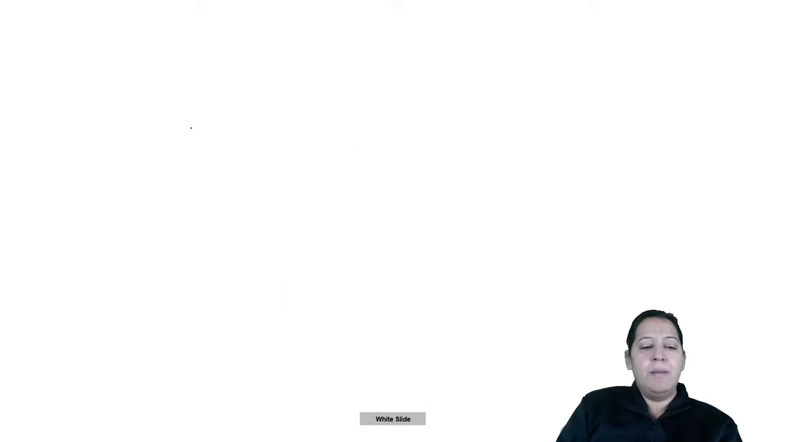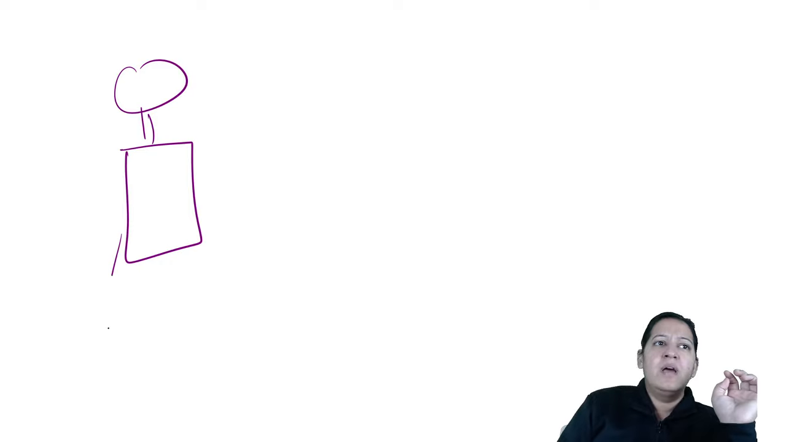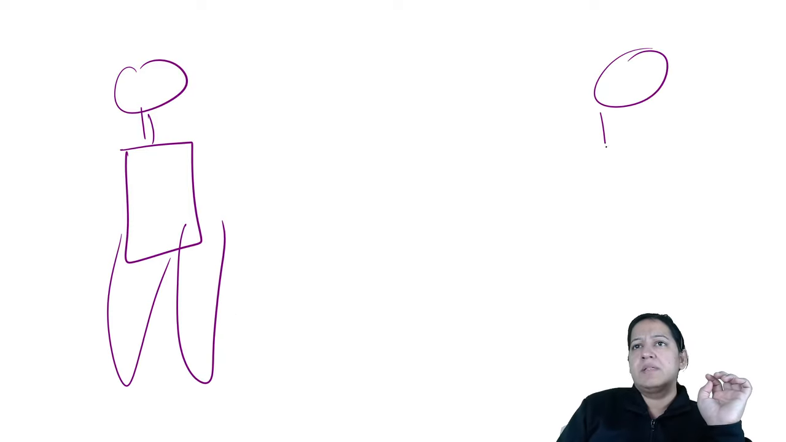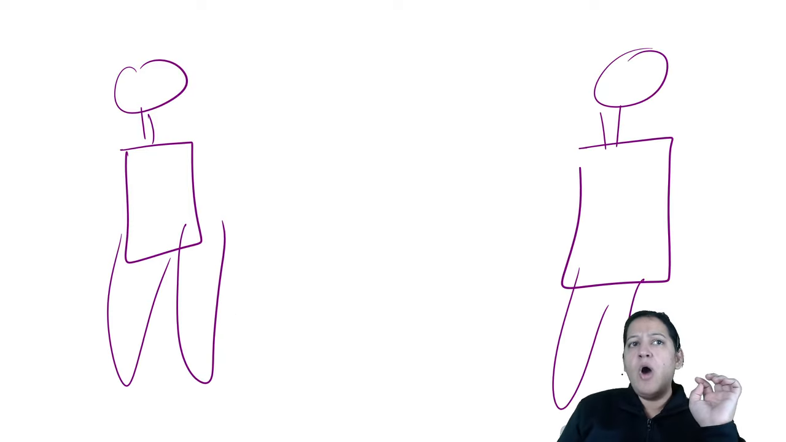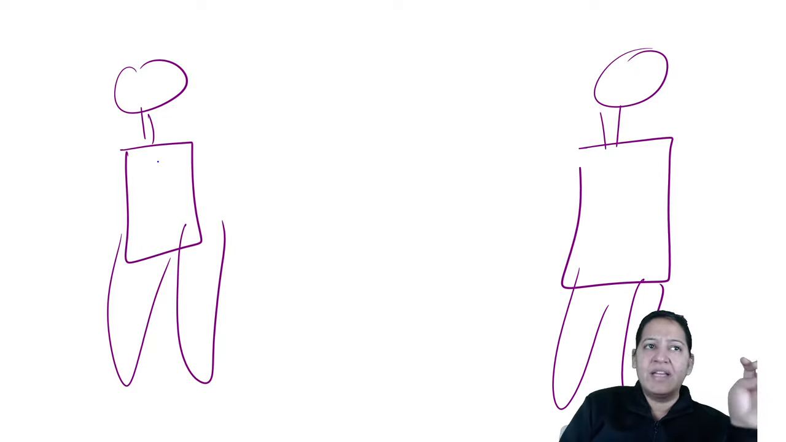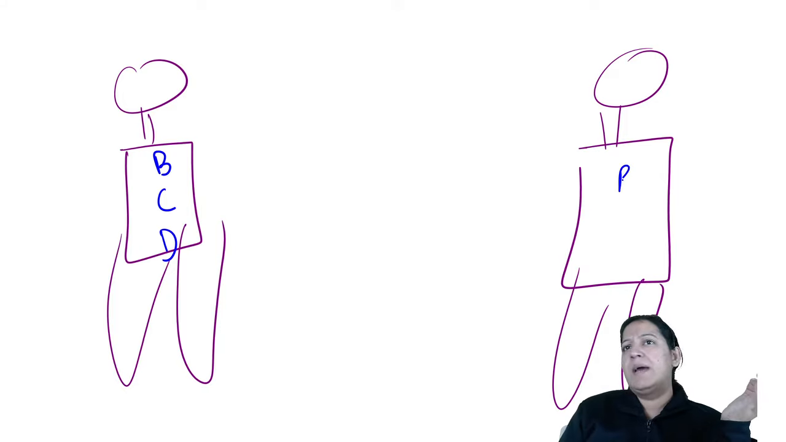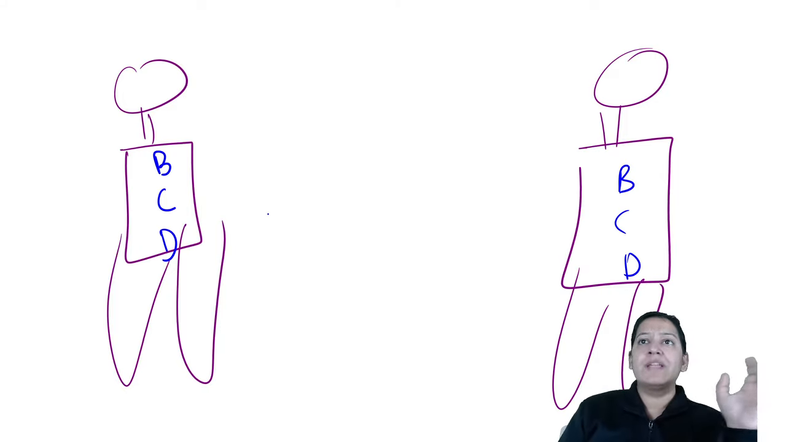What about B, C, D? Again, let me draw the two persons. This is the first person and this is the another person. Now this time the first person is having either hepatitis B or C or D, mainly B or C here. So how does it spread from one person to another? It spreads by three routes.